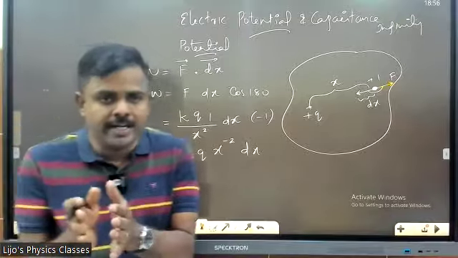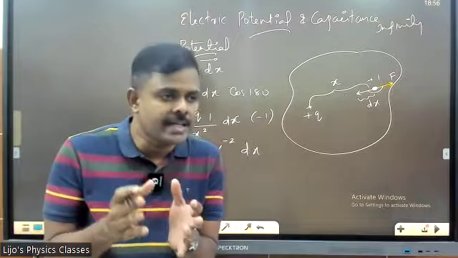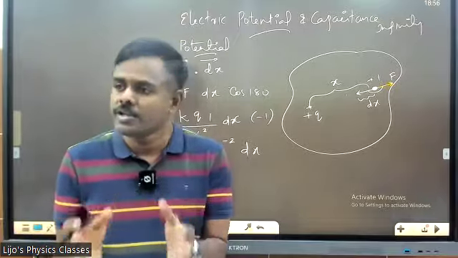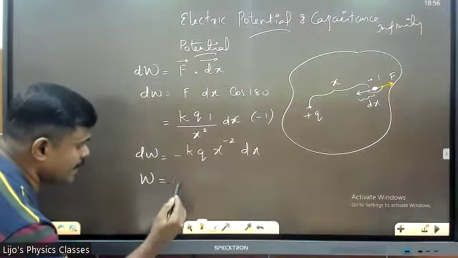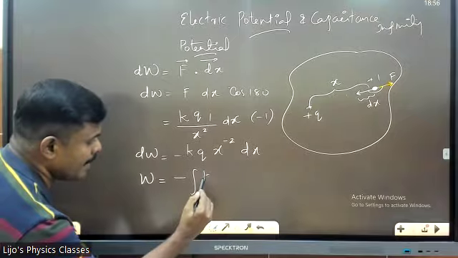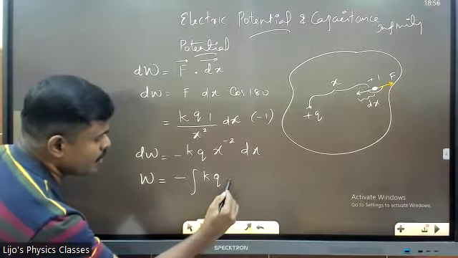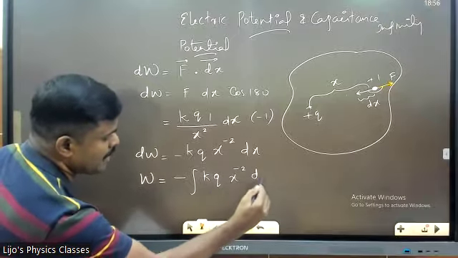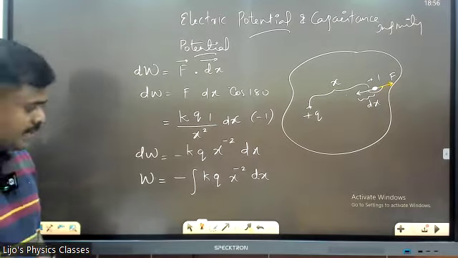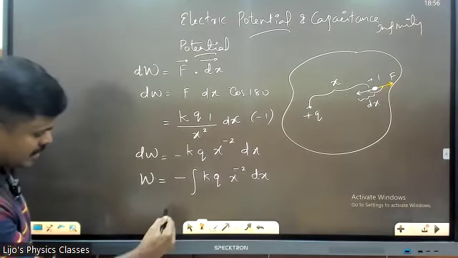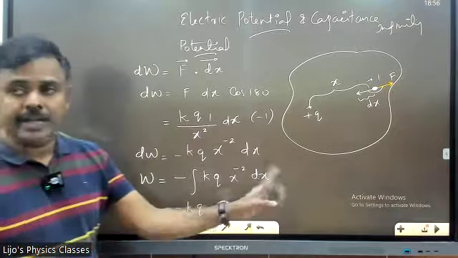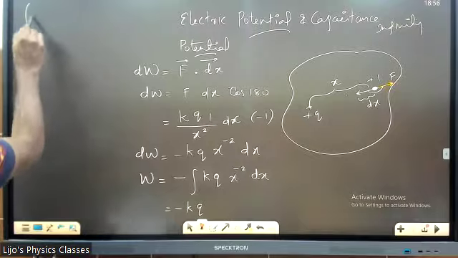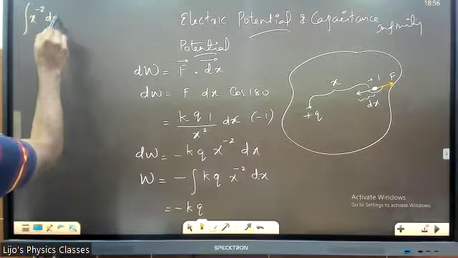If you know the small work done, you will integrate to get the total work done, right? So I can find the total work done by integrating minus k into q into x raised to -2 dx. The last step, you can take the constants outside. Minus k into q into integral x raised to -2 dx.